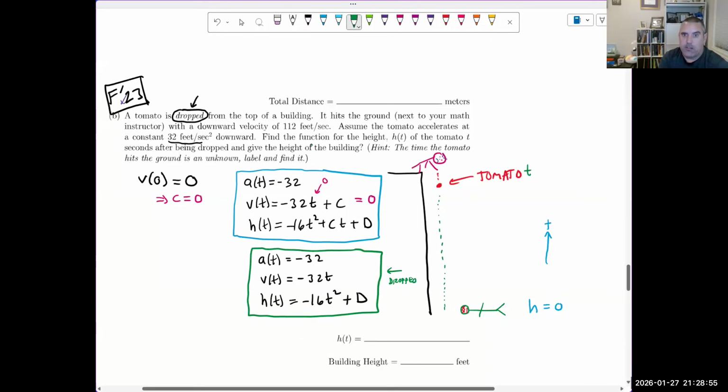And I'm assuming that the start time is when we drop it. I always do that. I don't like to change the setup. It could be that you could label it something different. So now the rest of the problem, I can see the issue. I've got to find D, and they give me some other bit of information.